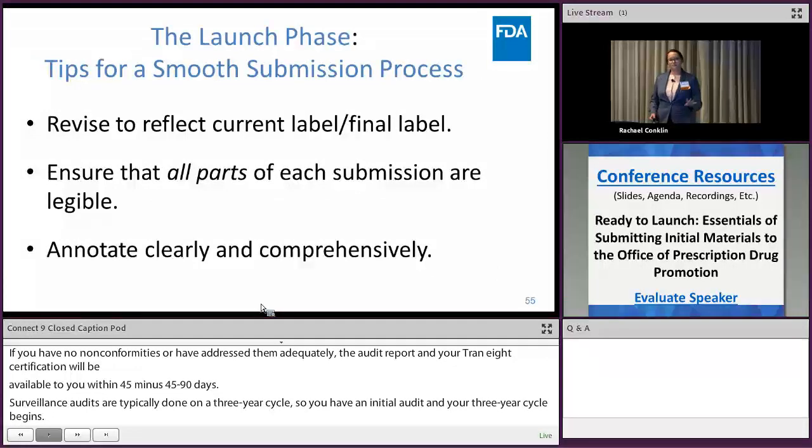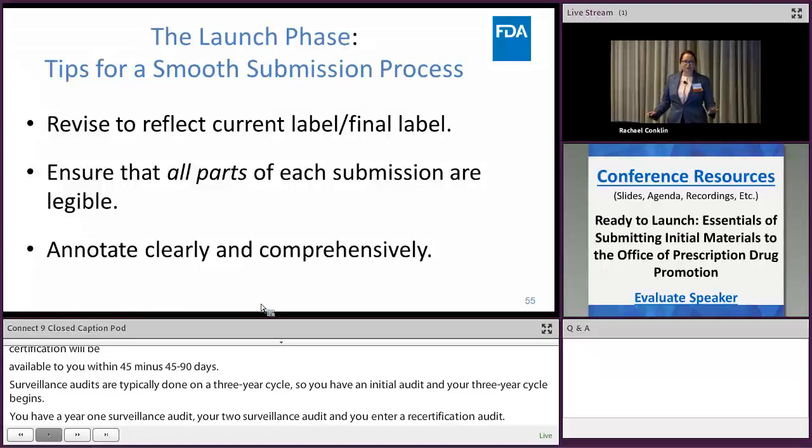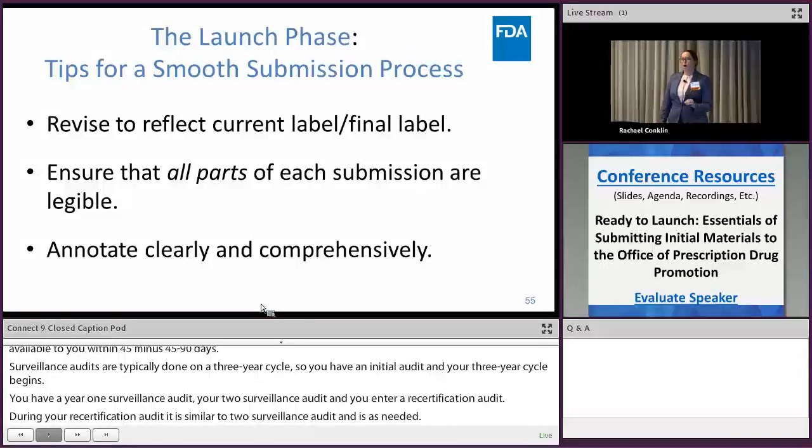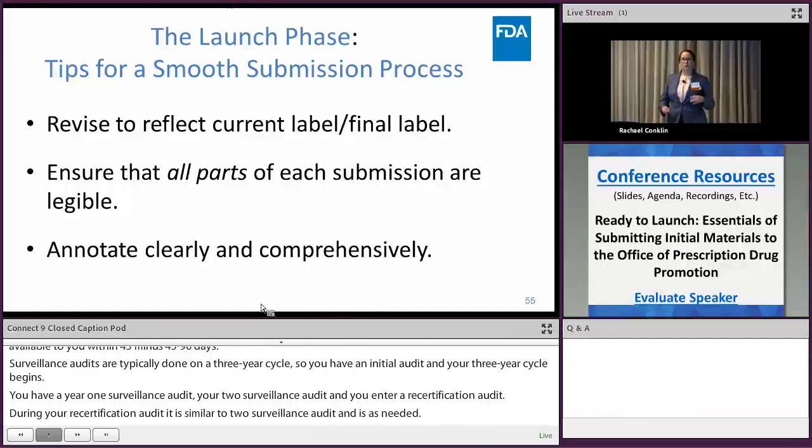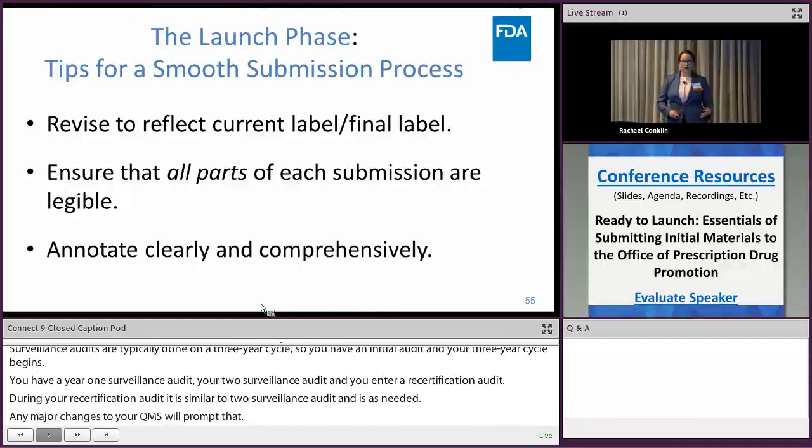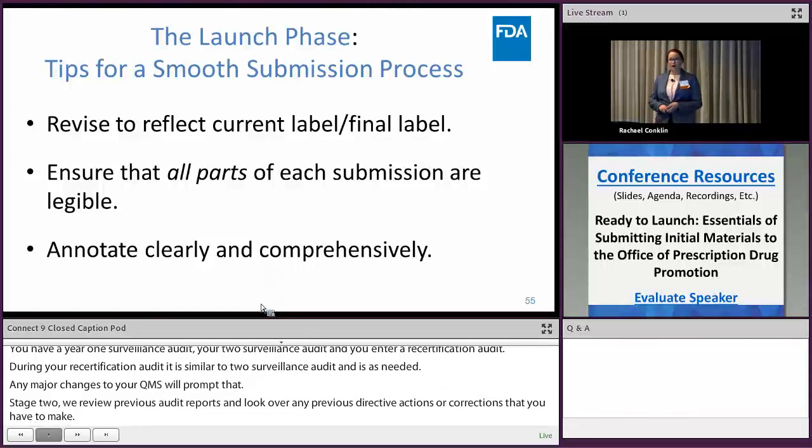So, tips for a smooth submission process. These really apply to any promotional materials submitted to OPDP, but I think are especially important in terms of launches, just because sponsors want to get the launch out the door. We want to be able to review the launches in a timely fashion. These are all issues that can hold up or delay OPDP's ability to review a launch submission.